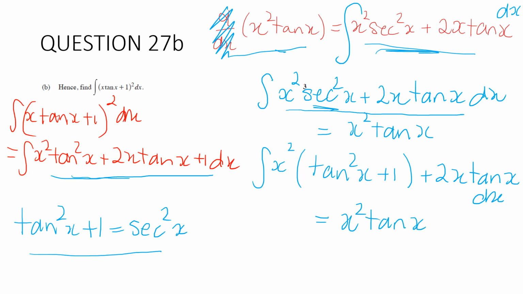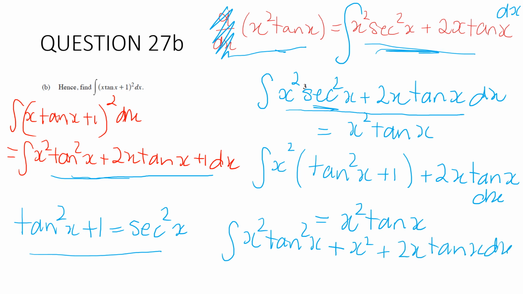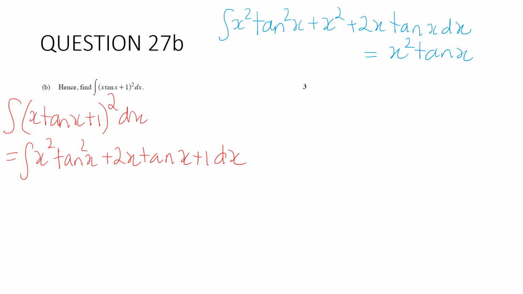So I'm going to expand that out. Integral x squared tan squared x plus x squared plus 2x tan x dx is equal to x squared tan x. So let's keep going. What we want to do is try and match this. So you can see that we've got the x squared tan squared x, and we've got the 2x tan x. So let's put those two together.